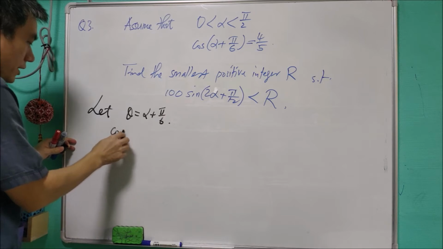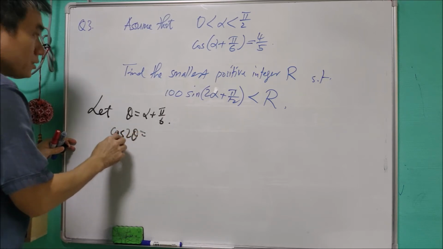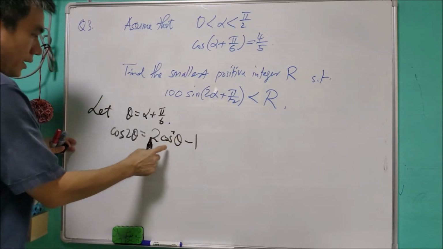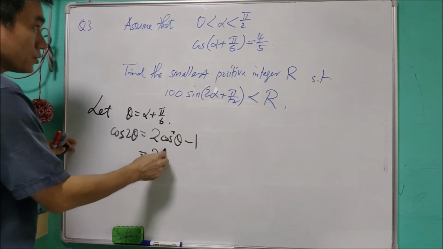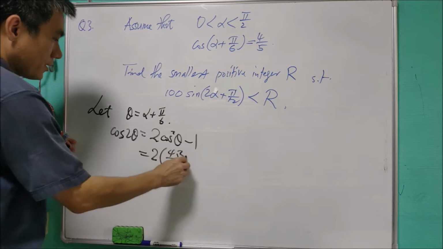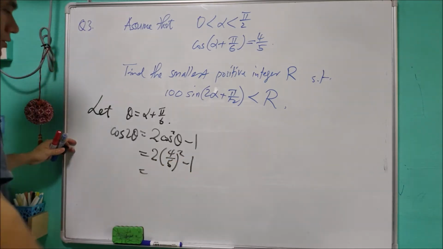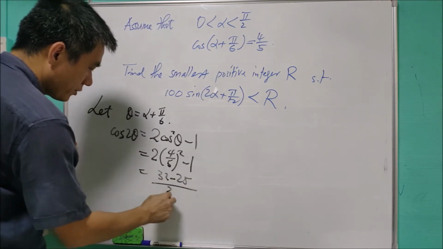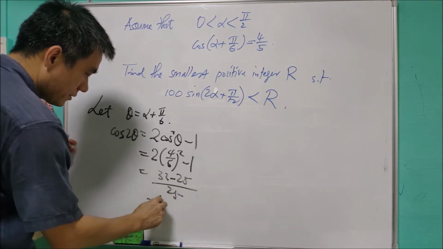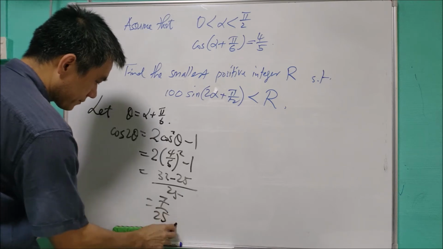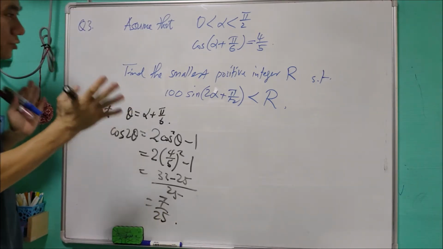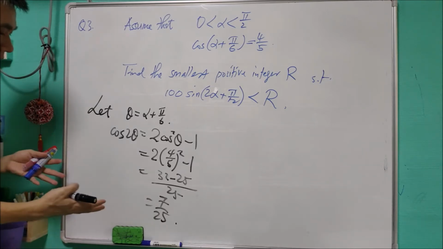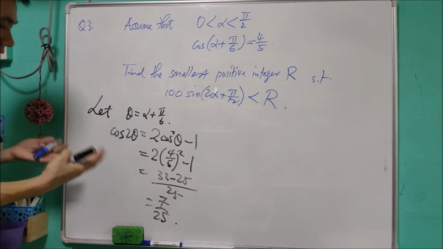So we know that cosine 2 theta equals 2 cosine squared theta minus 1. And in this case, it equals 2 times (4 over 5) squared minus 1. So this is 32 minus 25 over 25. That is 7 over 25. Not only is theta in the first quadrant, cosine 2 theta is positive. It will mean that 2 theta also lies in the first quadrant.